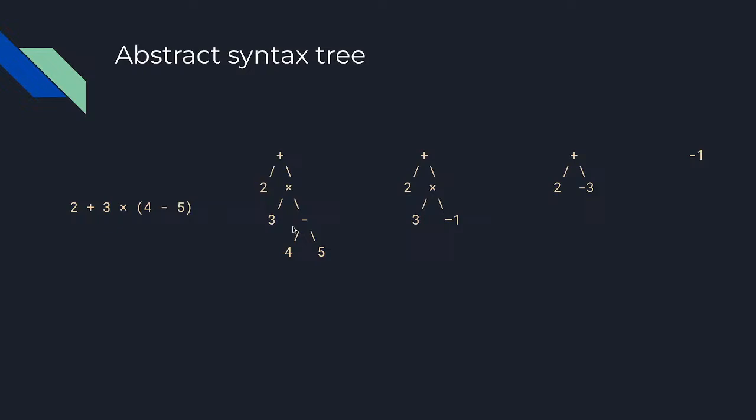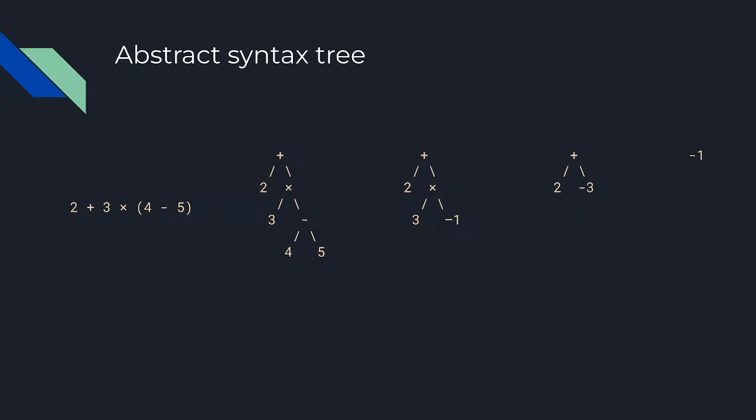So first, it would evaluate the bottommost expression, right? The difference between 4 and 5, which is -1. Then we replace this whole subtree with -1, and then going bottom up again, we'll take the product of 3 and -1, so that's -3, and finally, there's nothing left but to add 2 and -3, which is -1. So there we go. This is how a computer, in a very structured way, evaluates an abstract syntax tree, right?